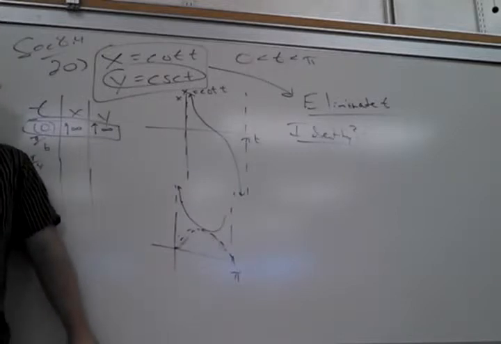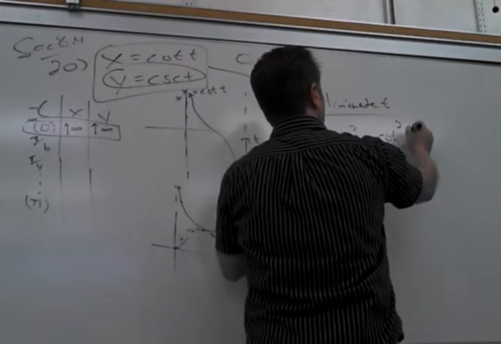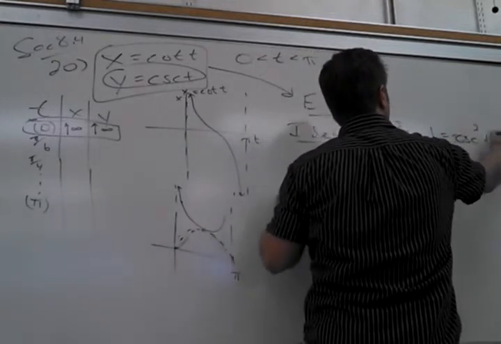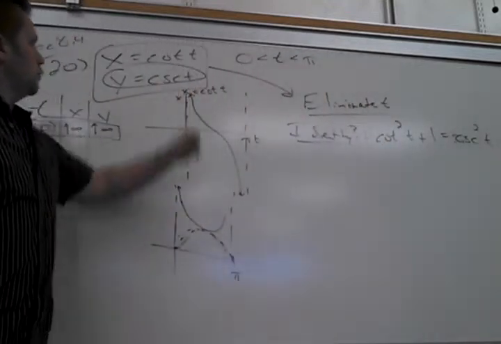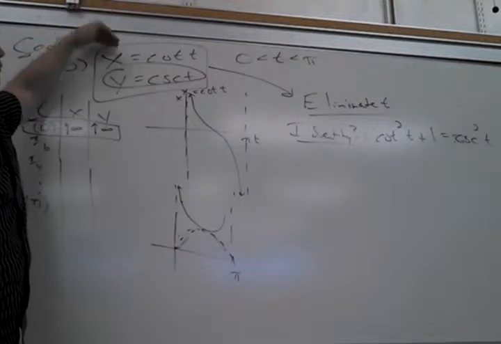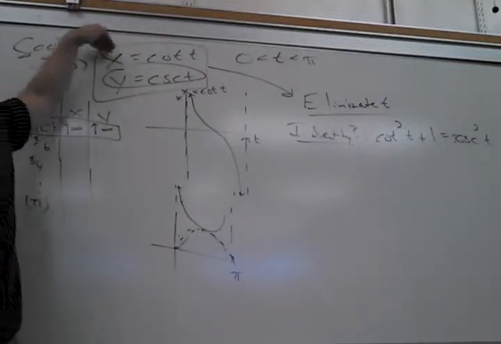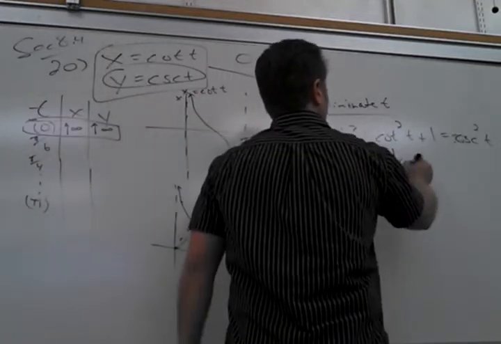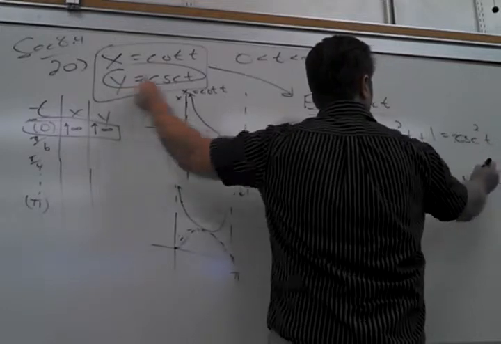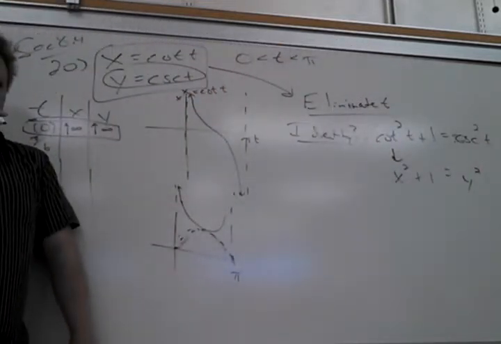Yes, one of those. There's three of those. Cotangent squared plus 1 equals cosecant squared. So what's cotangent squared? X squared. Cotangent's x, so cotangent squared is x squared. And what's cosecant squared? Y squared. Believe it or not, it's that simple. It just doesn't feel like you should be able to do that, but you can.